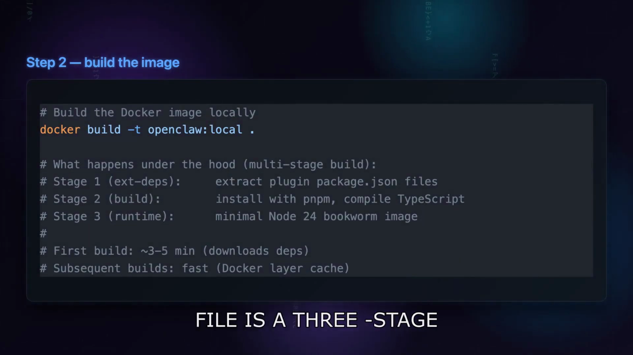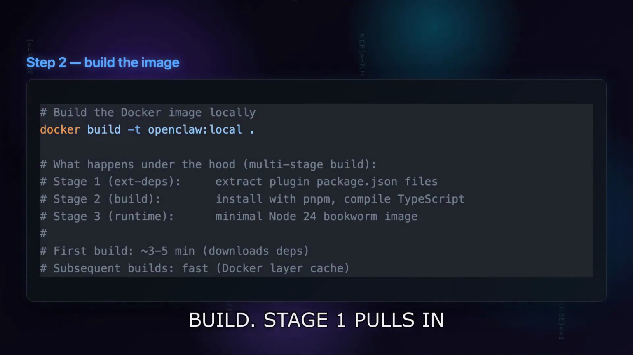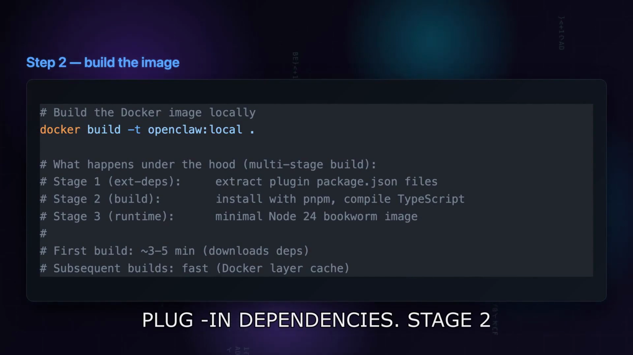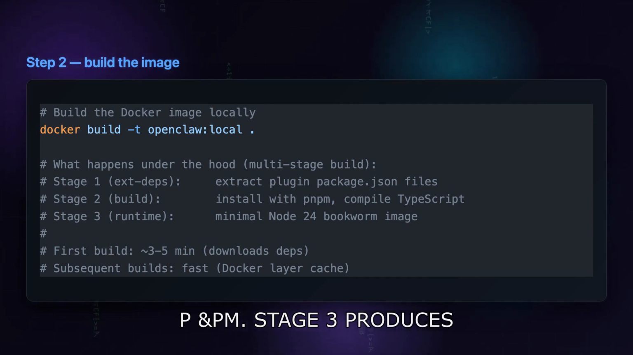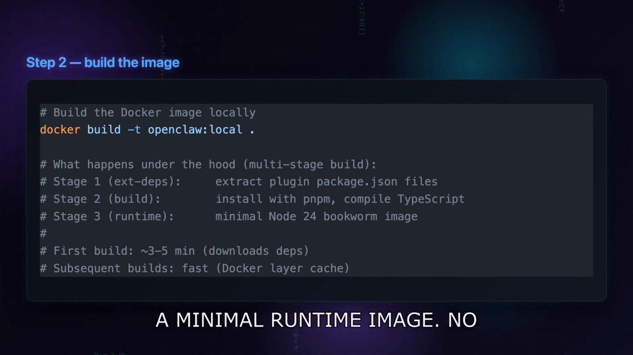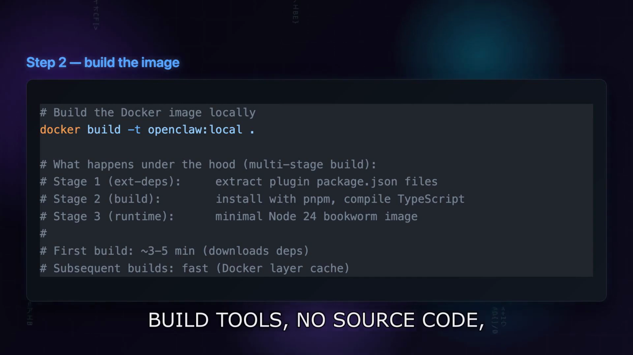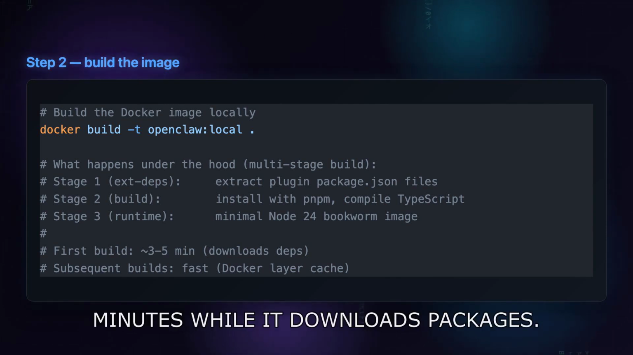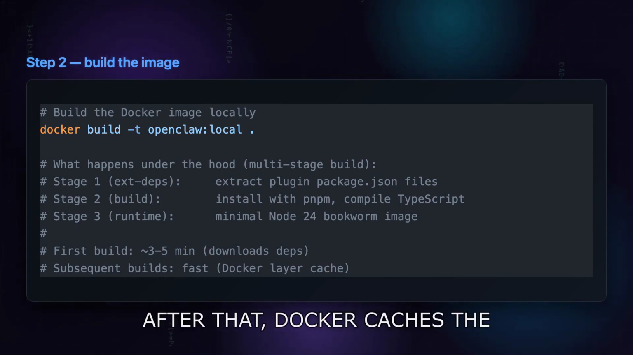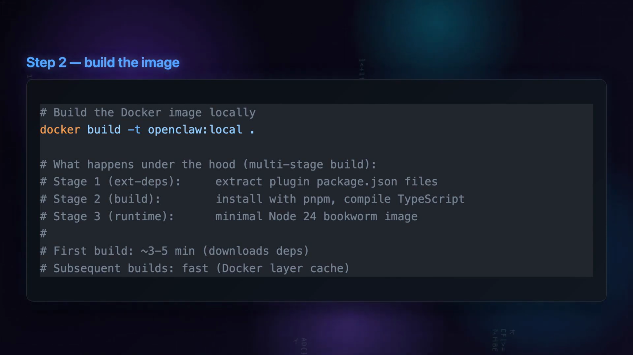The Dockerfile is a three-stage build. Stage 1 pulls in plugin dependencies. Stage 2 compiles the TypeScript source with pnpm. Stage 3 produces a minimal runtime image. No build tools, no source code, just the compiled output. First build takes 3 to 5 minutes while it downloads packages. After that, Docker caches the layers and rebuilds are fast.